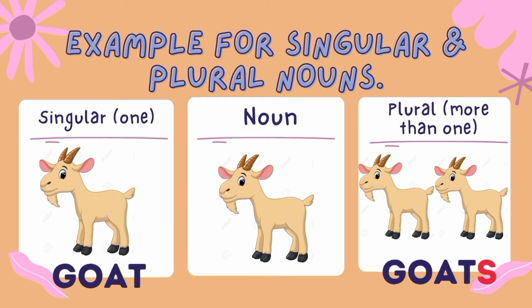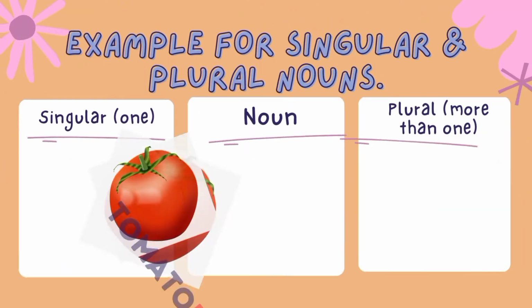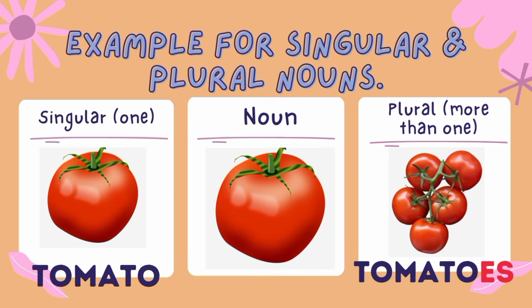Let's look at the second example. Goat. For singular noun, which is one goat, we write as goat. But for plural nouns, which is more than one, we need to add s. It becomes goats.